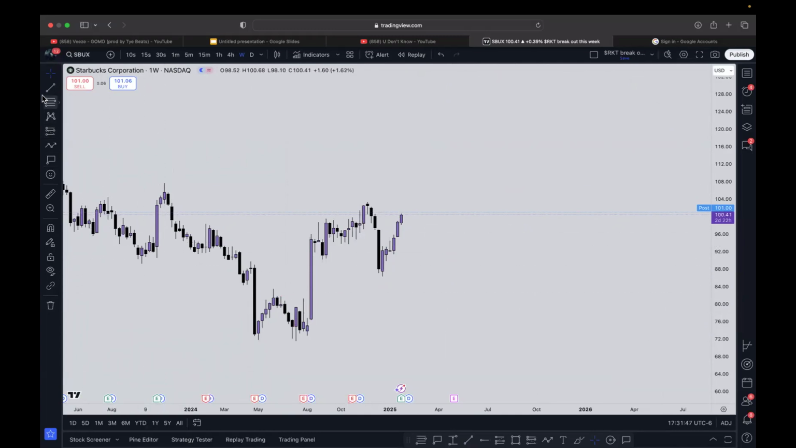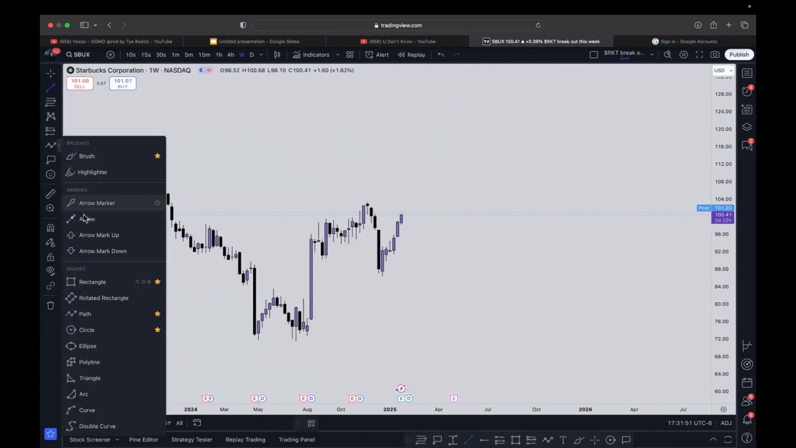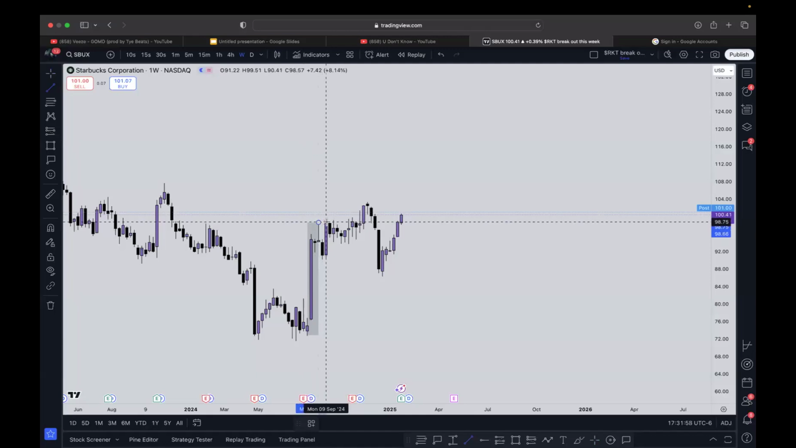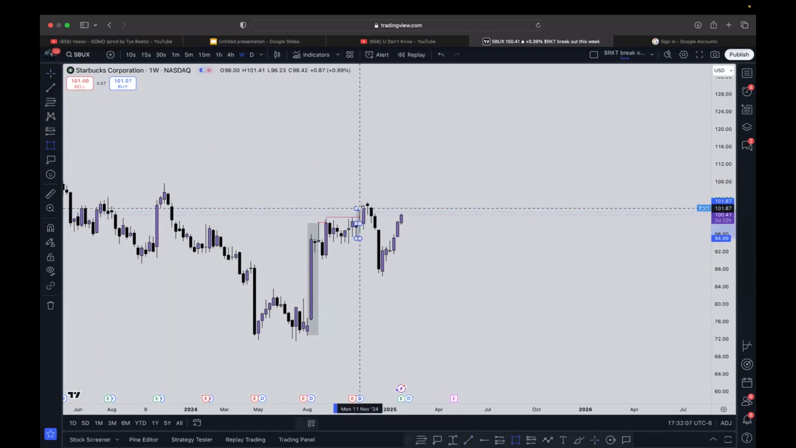So now just to mark out market structure. Here we have this low to this high, bullish range. Once that high is broken, structure break to the upside here. Range right here, structure break there. And then our last bullish range is from here to here.